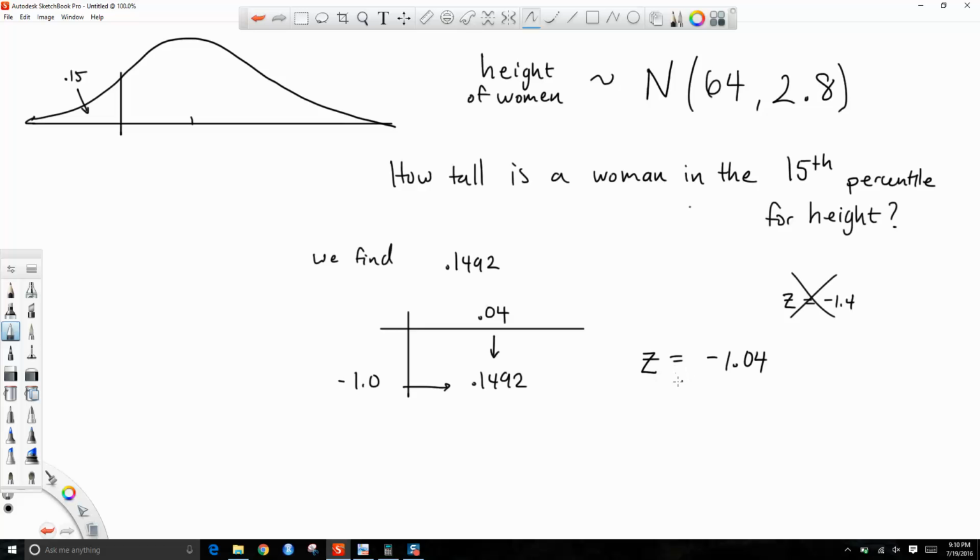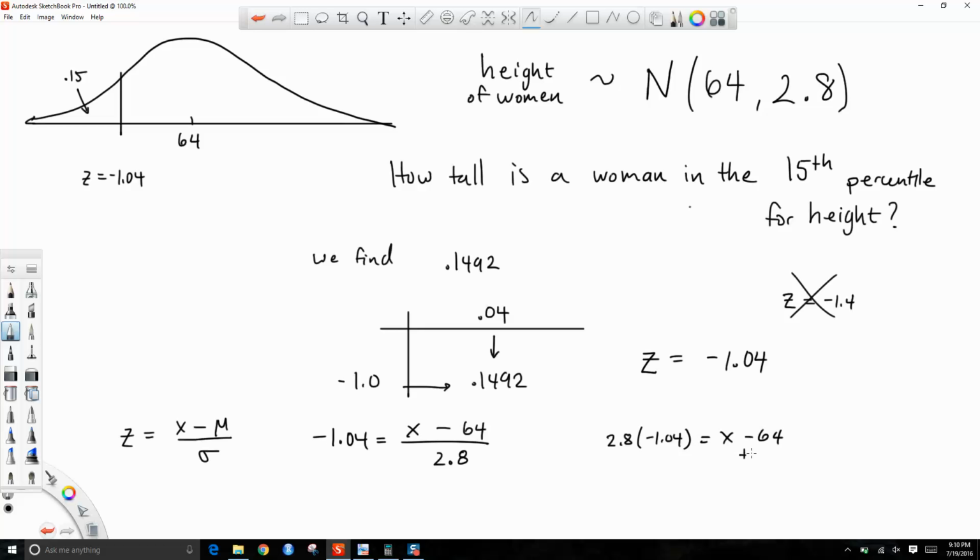Okay, so we find that the corresponding z here is equal to negative 1.04, right? And we want to convert this back into a height. So we say z is equal to x minus mu divided by sigma. So I got negative 1.04 is equal to x minus the mu of 64 divided by 2.8. So I multiply both sides by 2.8. I got 2.8 times negative 1.04 is equal to x minus 64. I add 64 to both sides. So I have 64 plus 2.8 times negative 1.04 is equal to x.